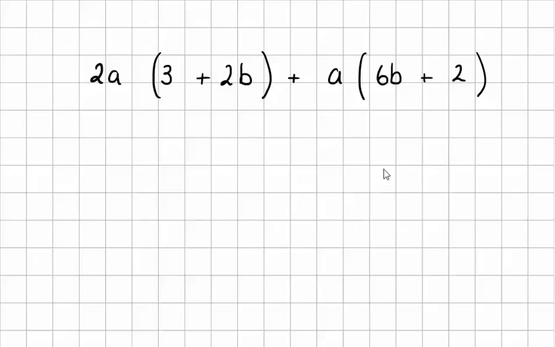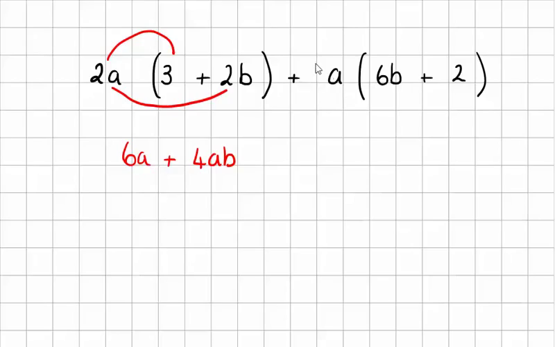So we're going to multiply this one out. Remember, we do everything times everything. First of all, 2a times 3 is 6a. Good. Then 2a times plus 2b, what do you think that's going to be? Tough one, but perfect. 4ab. So plus 4ab. Okay, so that's the first bit done.